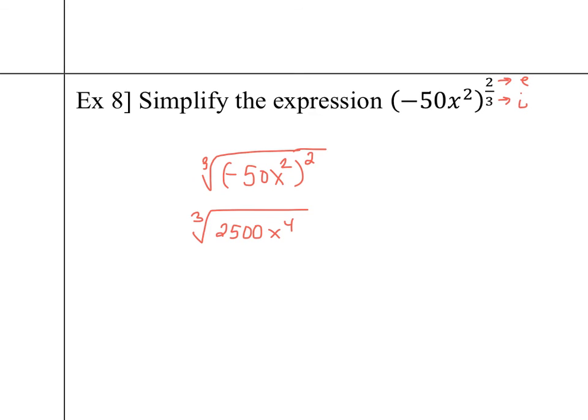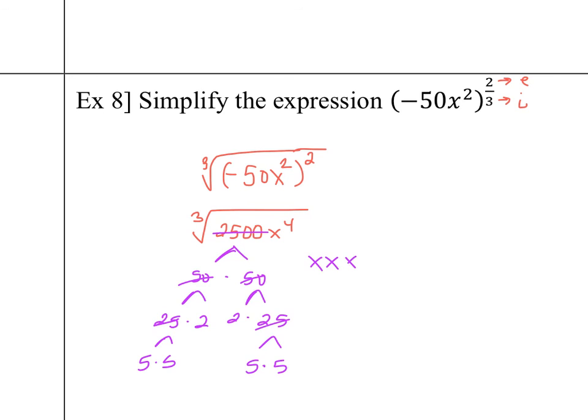So now let's break this apart. Well, 2500, I just did 50 times 50 a minute ago. So let's do 50 times 50. 50 breaks down into 25 times 2. 25 breaks down into 5 times 5. Same thing with this 50 over here. Okay, and then x to the 4th means I have 4 x's all multiplied together.